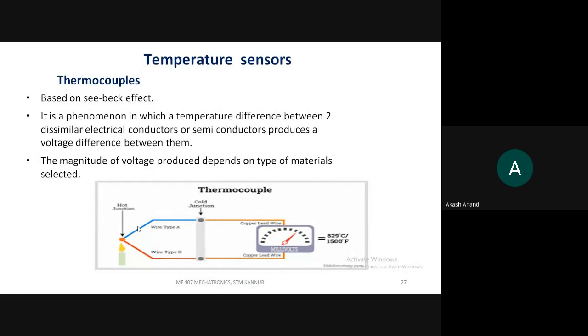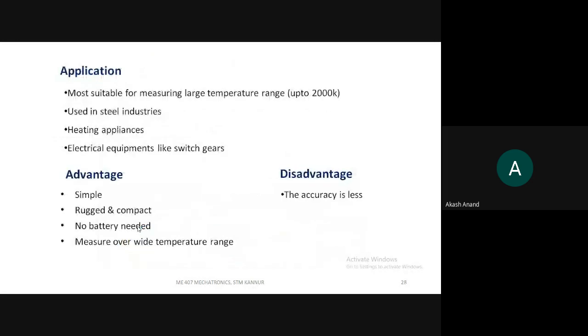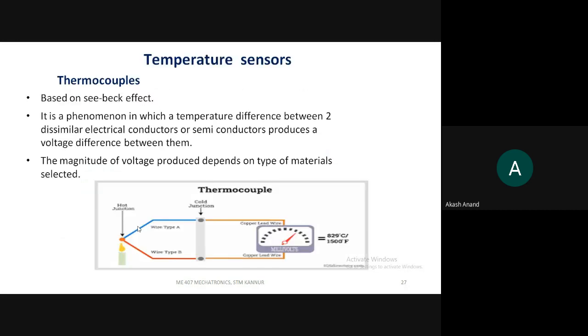I hope it is clear. So the applications of thermocouple: they are most suitable for measuring large temperature difference up to 2000 Kelvin or 1800 something degree Celsius. Okay, and it is used in steel industries, in heating appliances like iron box, etc. And it is also used in electrical equipment like switch gears, etc. You must understand at least 2 or 3 applications for this type of thermocouple.